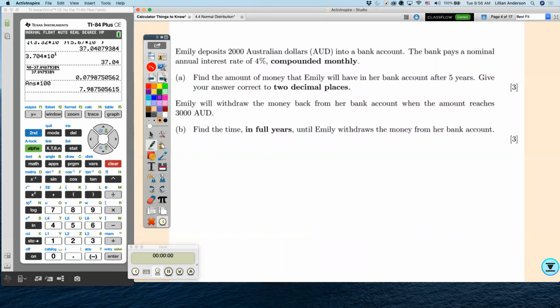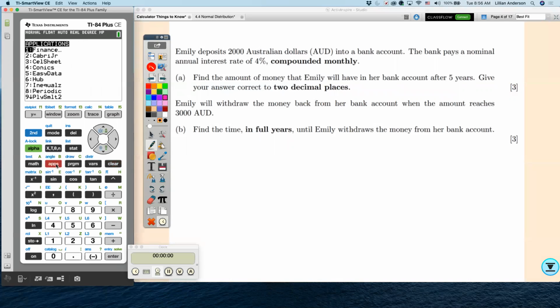Here's the next one. Emily deposits 2,000 Australian dollars into a bank account. The bank pays a nominal interest rate of 4%, compounded monthly. This dealt with our financial applications. Where is our financial applications feature located? Apps and finance. Which one? TVM solver, okay?